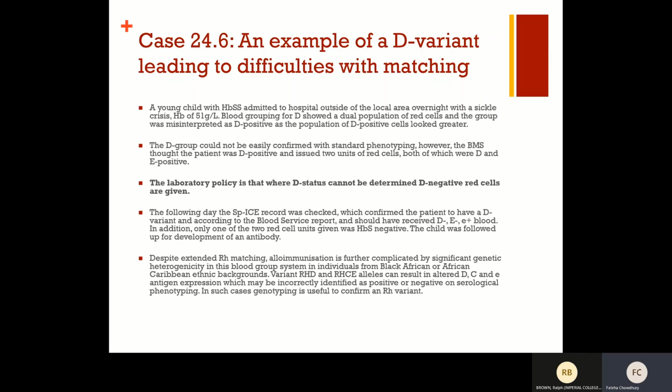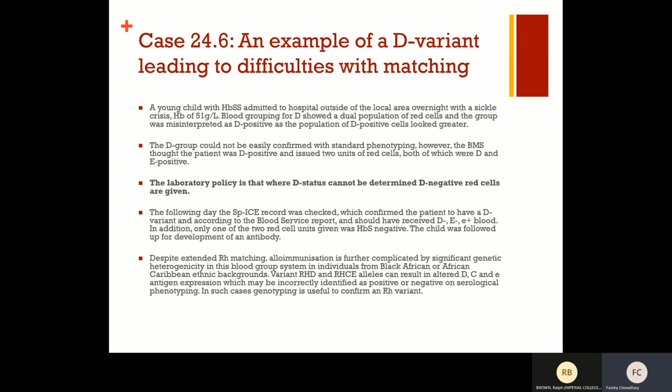It should be noted that laboratory policy is that where D status cannot be determined, D negative red cells should be given. In this case, on the following day, the SPICE record was checked, which confirmed the patient to have a D variant. And according to the blood service report, they should have received D negative, big E negative, little e positive blood. In addition, one of the 2 red cell units given was not hemoglobin S negative. The child was followed up for development of an antibody.